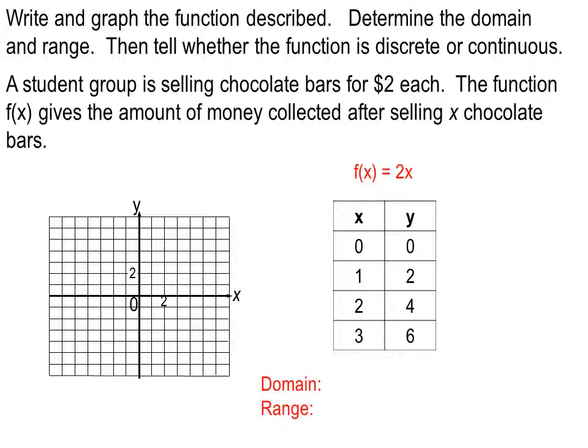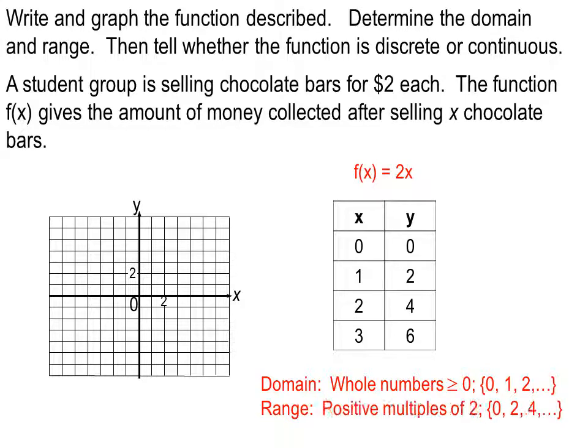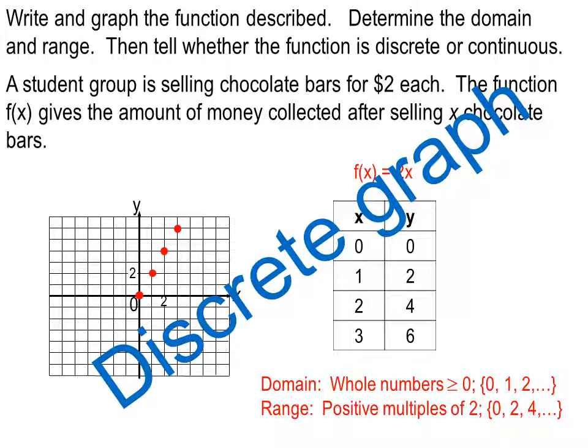Let's talk about the domain. The domain for this scenario are whole numbers greater than or equal to 0. The range, positive multiples of 2. When I plot my points, this is the graph that I get. This is a discrete graph.